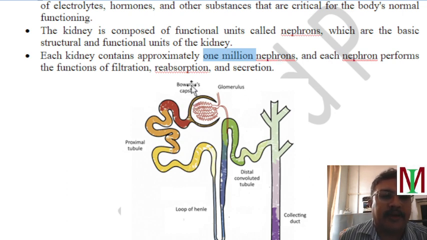Okay, Bowman's capsule, glomerulus. Glomerulus is the blood passage. Bowman's capsule is this cup. This tube is called the proximal tubule, and this U-shaped part is called the loop of Henle, and the remaining part is called the distal convoluted tubule, and this is the collecting duct.